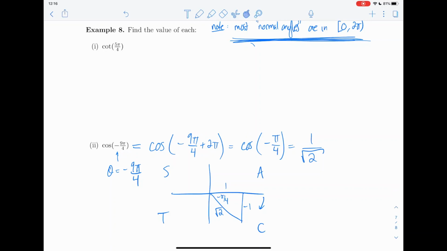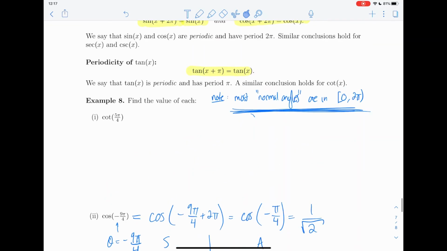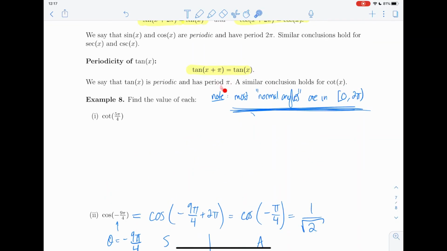In that same spirit, if instead we considered cotangent of 5 pi over 4, notice that 5 pi over 4 is a normal angle by our definition, but somehow, if we were in quadrant 1, that might even be a little bit better. So what we might recognize is that cotangent has a period of pi. So this is equal to the cotangent of 5 pi over 4 minus pi. If I add or subtract pi, the cotangent doesn't change, and so this is the same as the cotangent of just pi over 4. And somehow, pi over 4 makes me happier than 5 pi over 4.